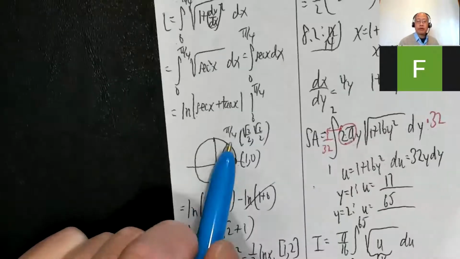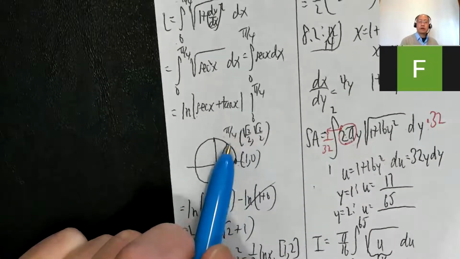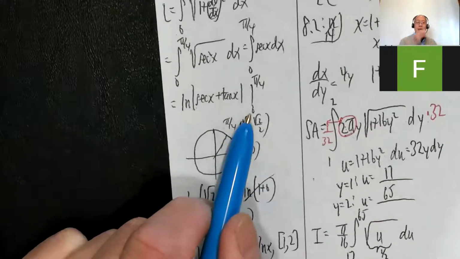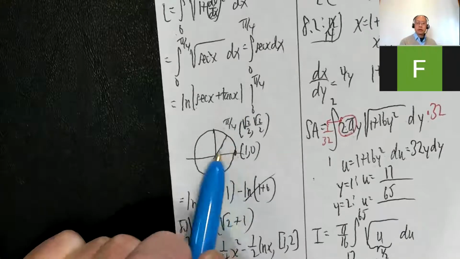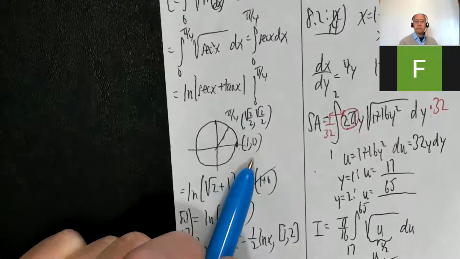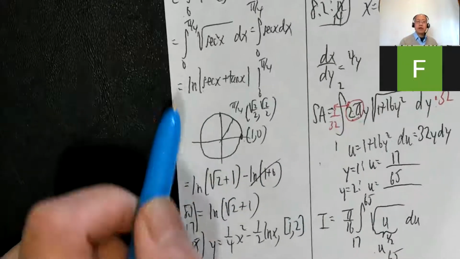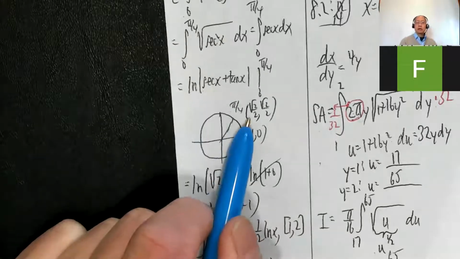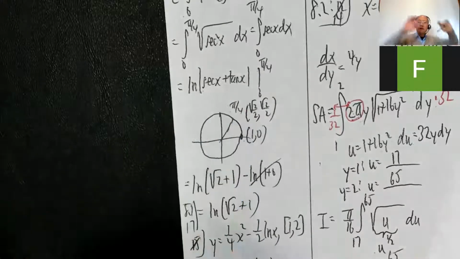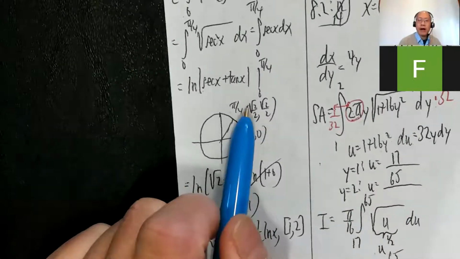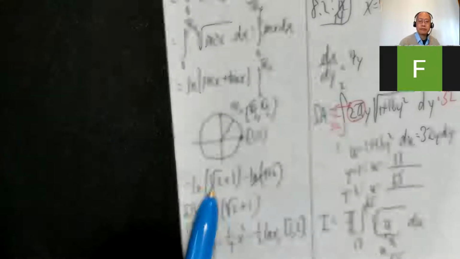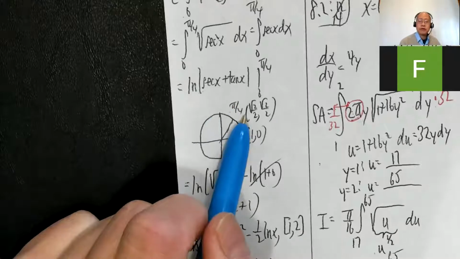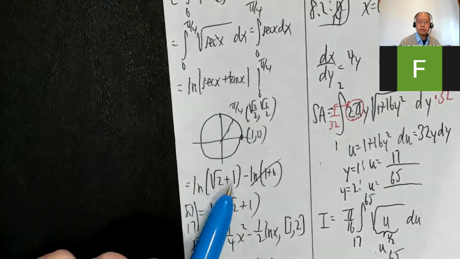So pi over 4, 45-degree angle. The point on a unit circle that it touches is radical 2 over 2, comma, radical 2 over 2. At an angle of 0 degrees or radians, you're over here, which is (1, 0). So ln secant of pi over 4: secant is the reciprocal of the cosine. Cosine of 45 degrees is radical 2 over 2. Flip it, you have 2 over radical 2, which is radical 2. Plus tangent of pi over 4. Tangent of 45 degrees, you might recall, is 1.